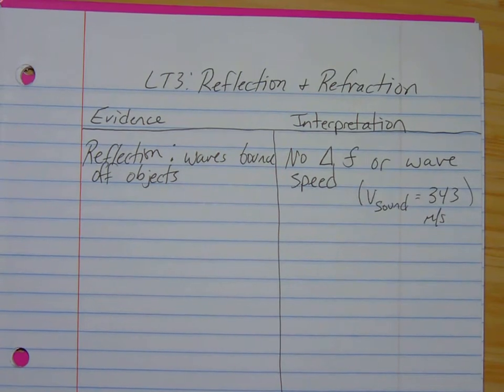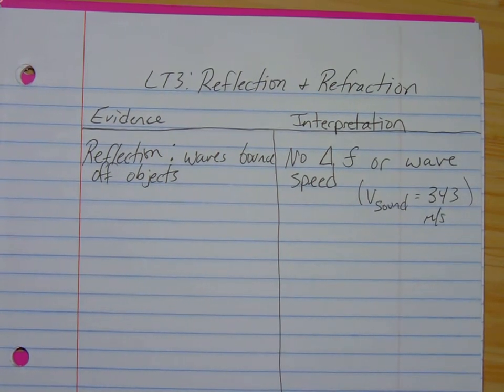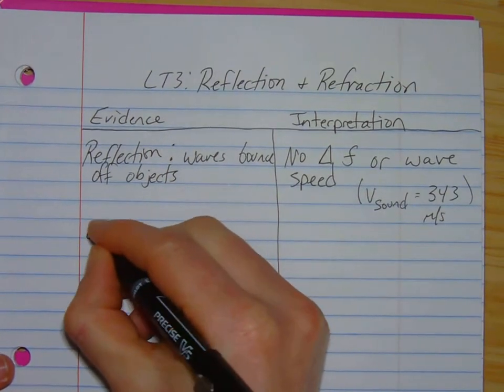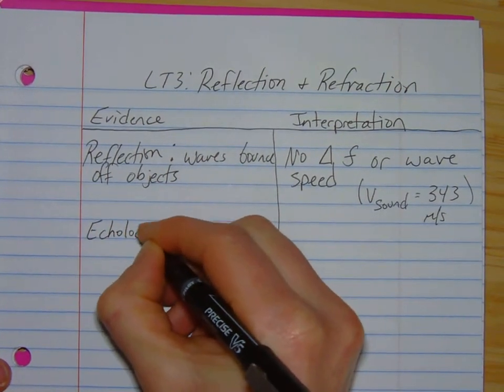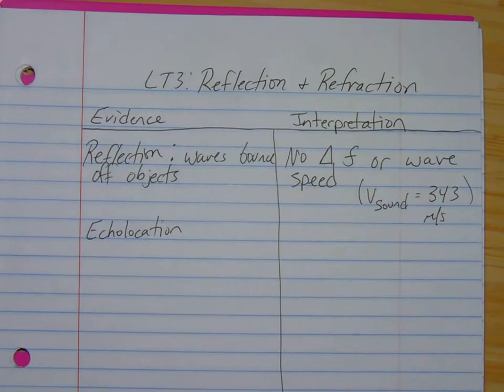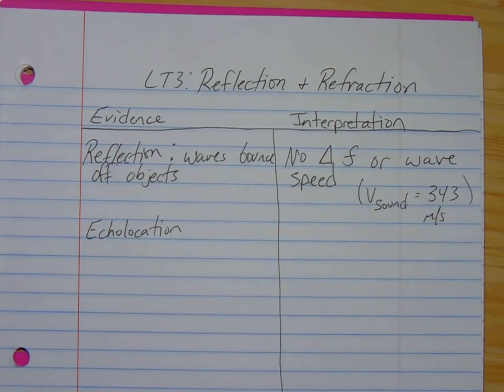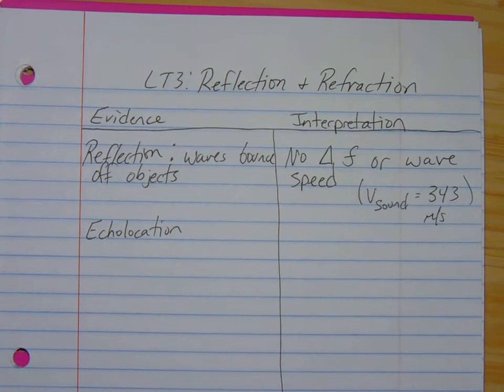Let's apply this, because who cares? Waves bounce, what does it matter? All right, that's an echo. So speaking of echolocation, when we think echolocation, a lot of people think dolphins. That's absolutely 100% accurate. We call it sonar if it's underwater. Think military submarines, that would be sonar.